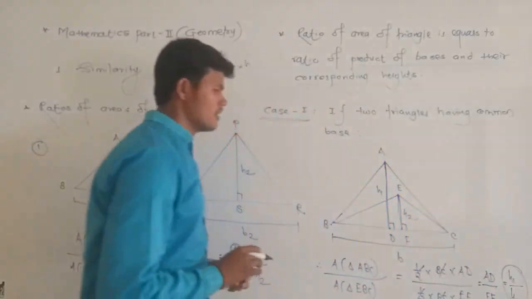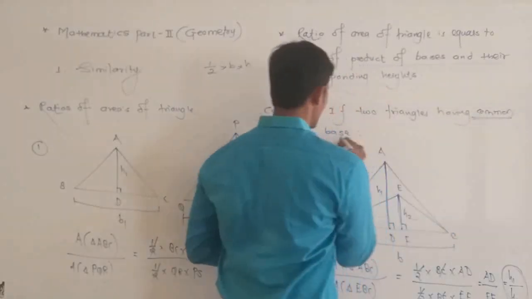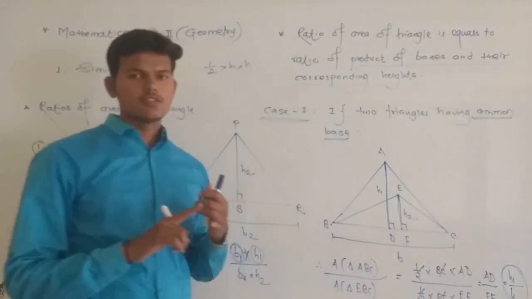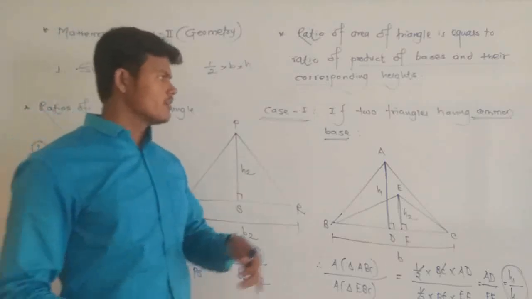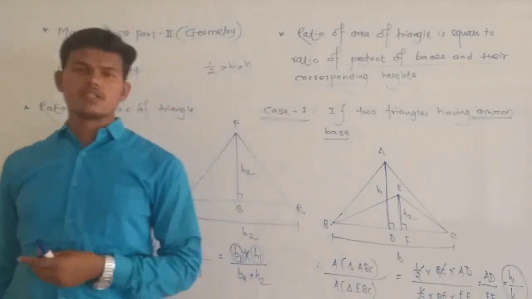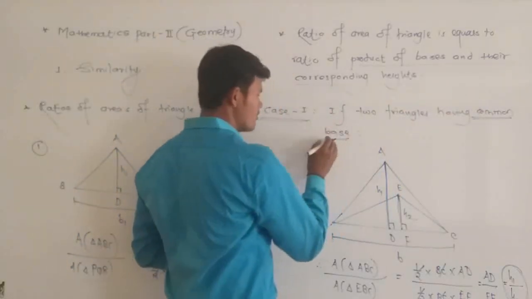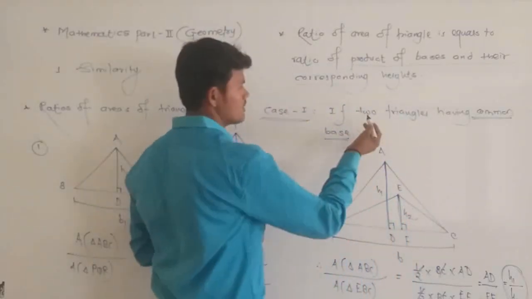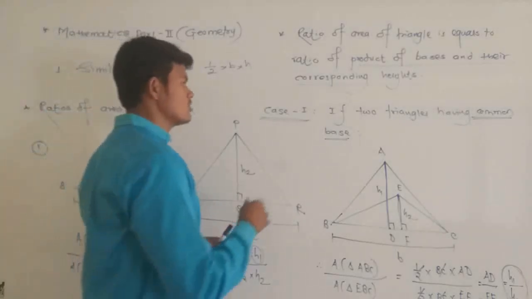In short, how to remember? If two triangles have common bases, then their areas are proportional to their heights. That is, if the base is equal, the area is proportional to the heights. Similarly, if two triangles have the same heights, that is, instead of the base the heights are common, then the area will be proportional to the bases, which is vice versa. So if two triangles have common heights, then their areas are proportional to their bases.